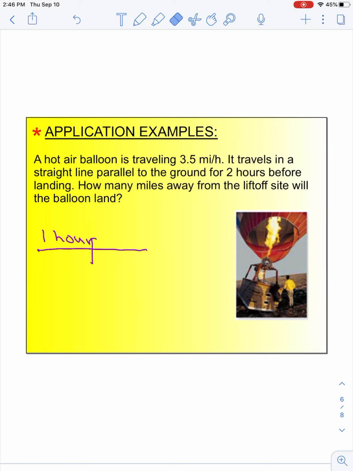Well, remember, it's traveling 3.5 miles every hour. So 3.5 after the first hour, 3.5 after the second hour, which gives us 7 miles total. Now that's a pretty simple one, but what if it was traveling for 3.5 hours or 9.2 hours or something like that? Well, all we need to do, remember, is add 3.5 the number of hours there are, so we're going to take 3.5 times 2, which again just gives us 7.